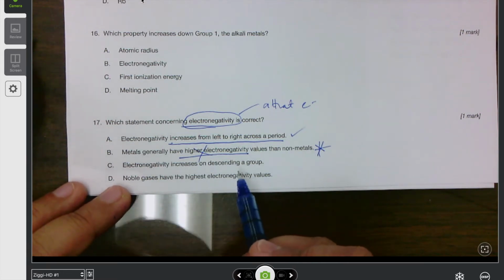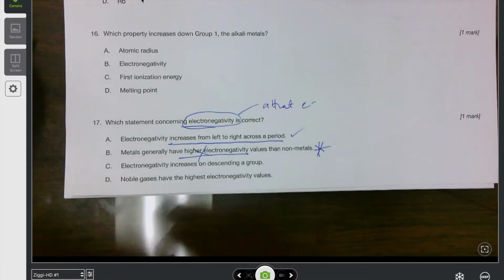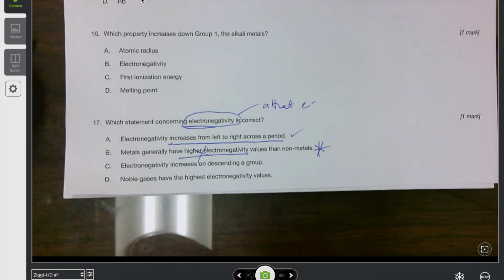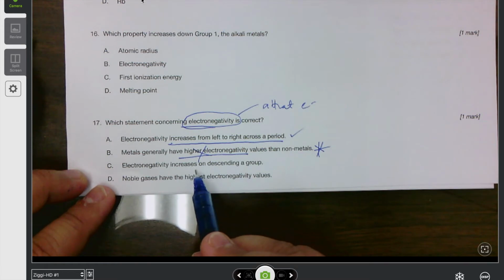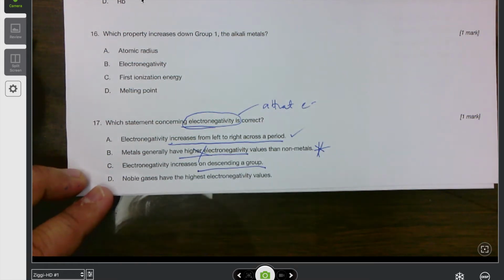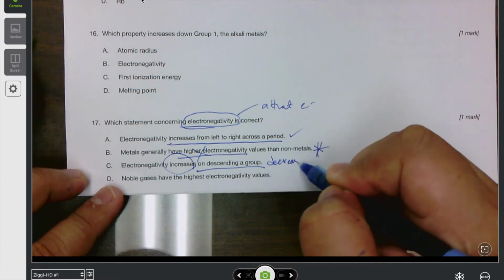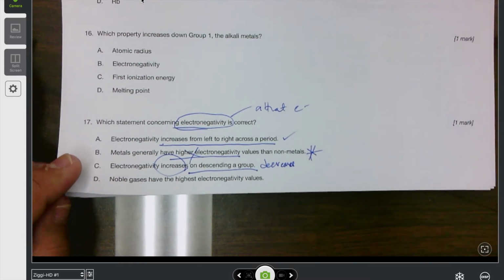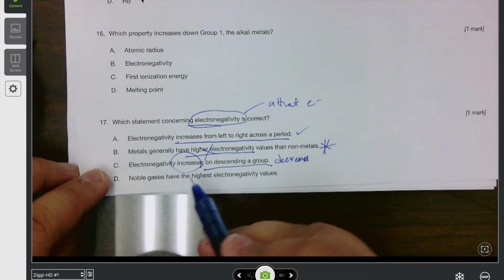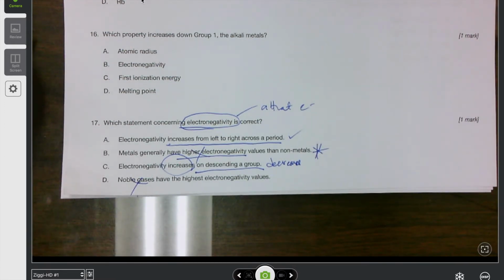C, electronegativity increases on descending a group. Down the group. Wait guys, help here. Electronegativity increases going down a group? No, it decreases. Why? Less strong effective nuclear charge. It's farther from the nucleus. The noble gases, no, they don't react at all. They don't like electrons, they don't lose electrons.